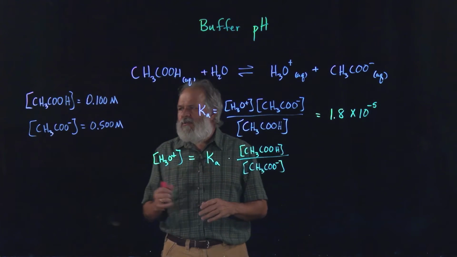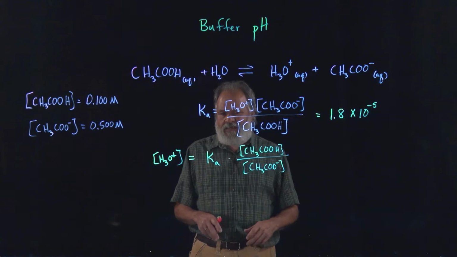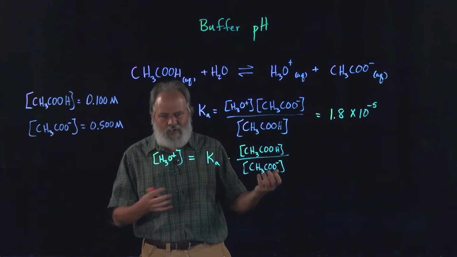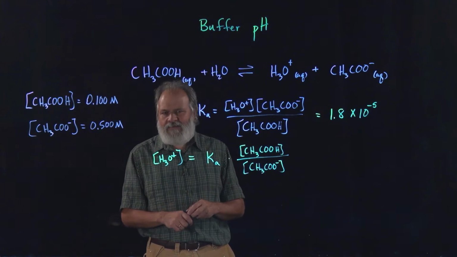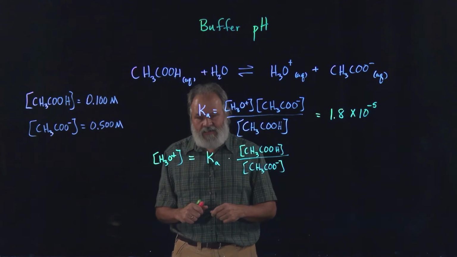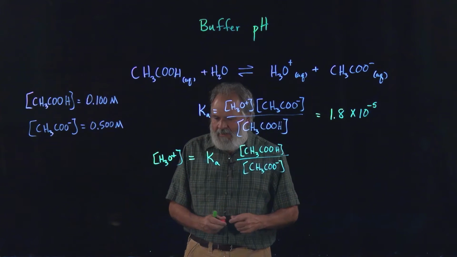All right, so the way you make a buffer is real easy. You take a certain molarity of acid and dissolve so many moles per liter of the salt in there, where the salt ion is the conjugate base, and it's almost like magic.